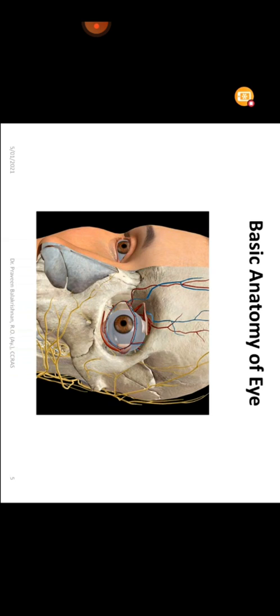You can see the position of the eye. It is located in the orbital space, which is surrounded by the bony orbit, and it actually sits in a cushion. There is fatty tissue in the orbital space, which acts as a cushion to the eye to prevent any kind of direct trauma or shake to the eye.